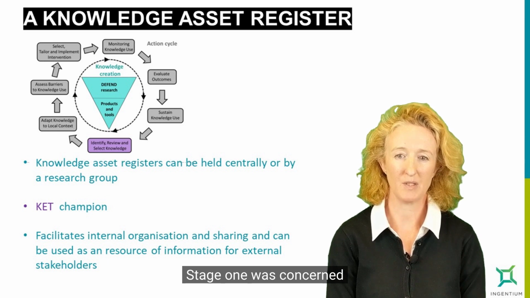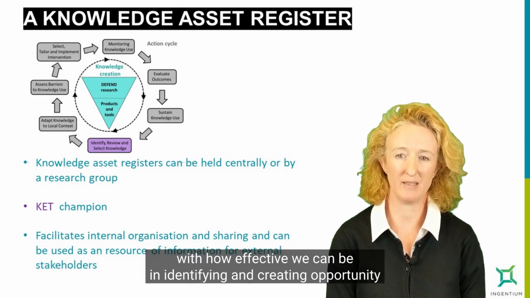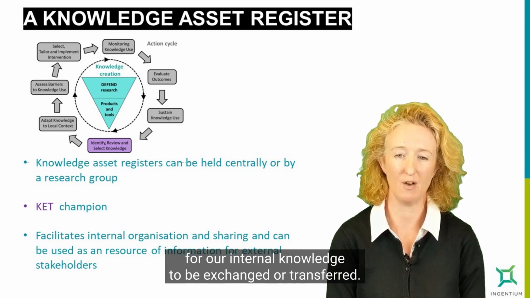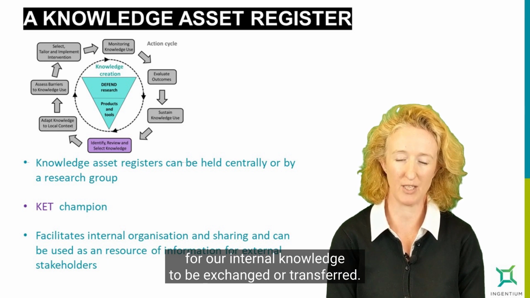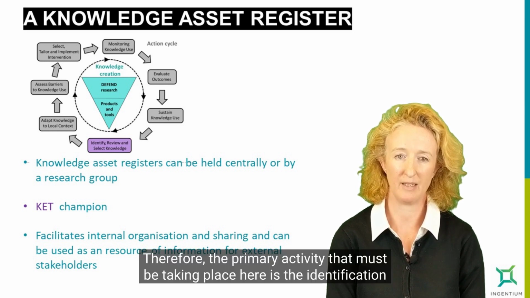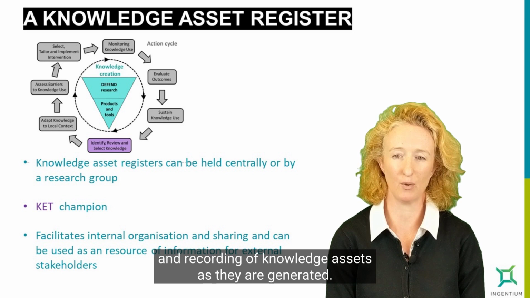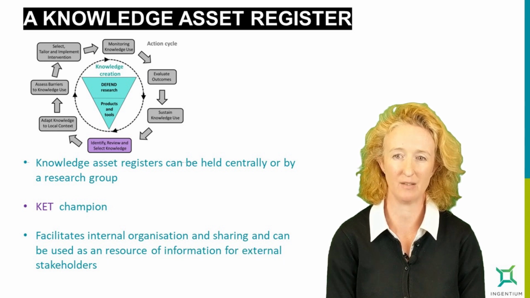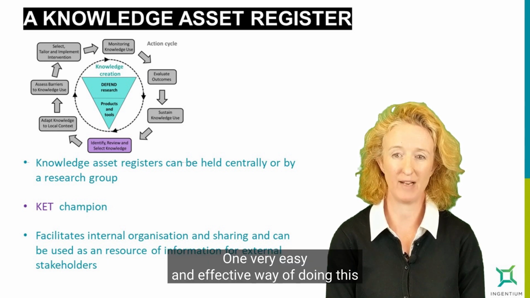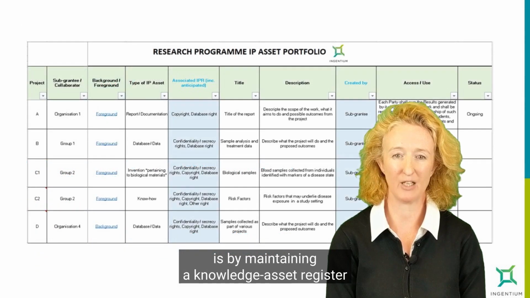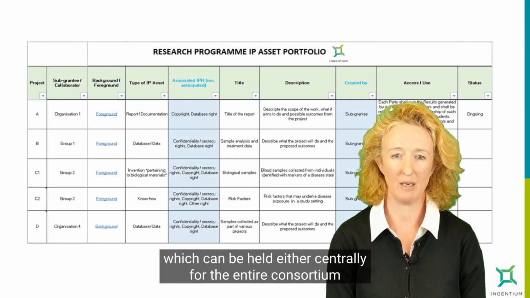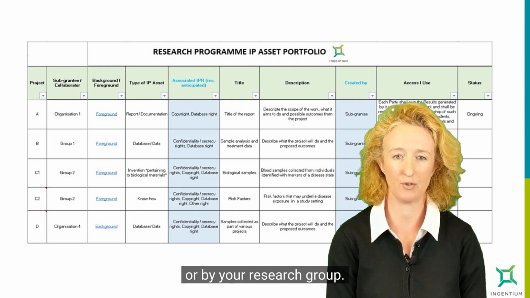Stage 1 was concerned with how effective we can be in identifying and creating opportunity for our internal knowledge to be exchanged or transferred. Therefore, the primary activity that must be taking place here is the identification and recording of knowledge assets as they are generated. One very easy and effective way of doing this is by maintaining a knowledge asset register, which can be held either centrally for the entire consortium or by your research group.